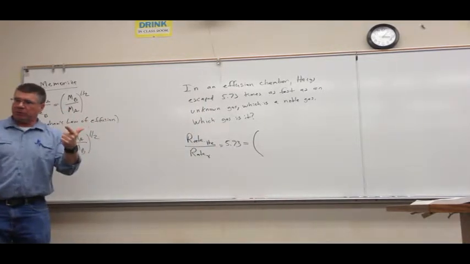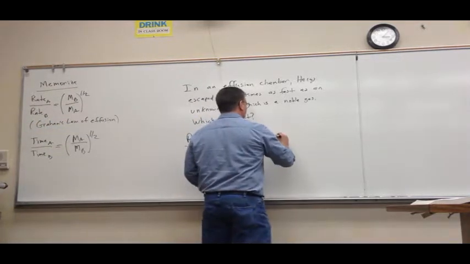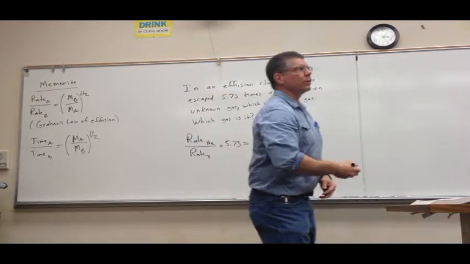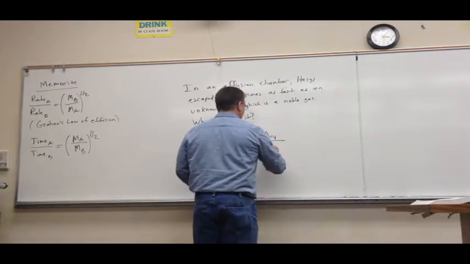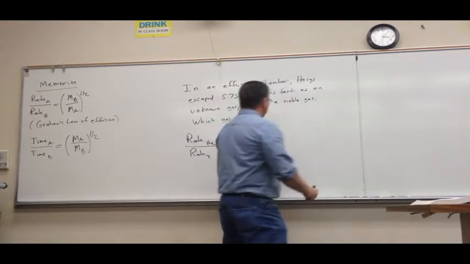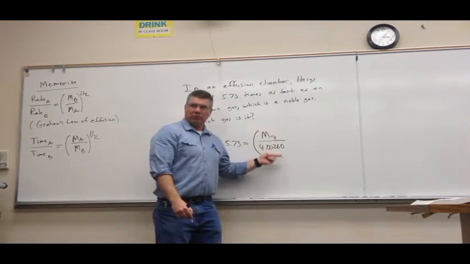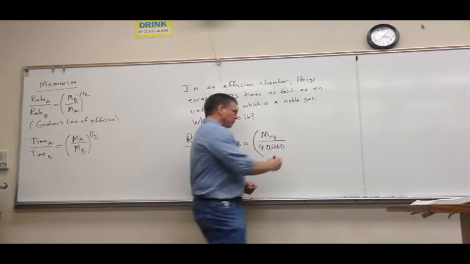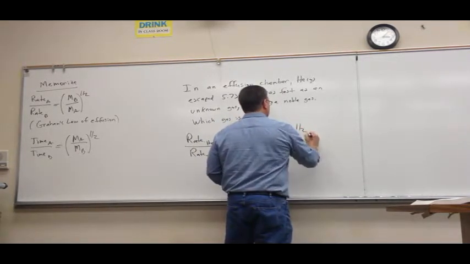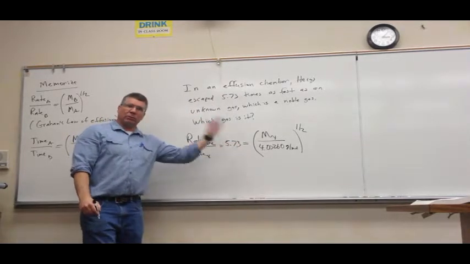Helium's or the unknown's? The unknown's. That means the molar mass of the unknown on top, and the molar mass of helium, which is 4.00. It doesn't have to be in kilograms per mole here because it's going to cancel, right? The units will work out. You can just leave it as grams per mole. Pretty simple equation, right? 5.73 equals the square root of that.